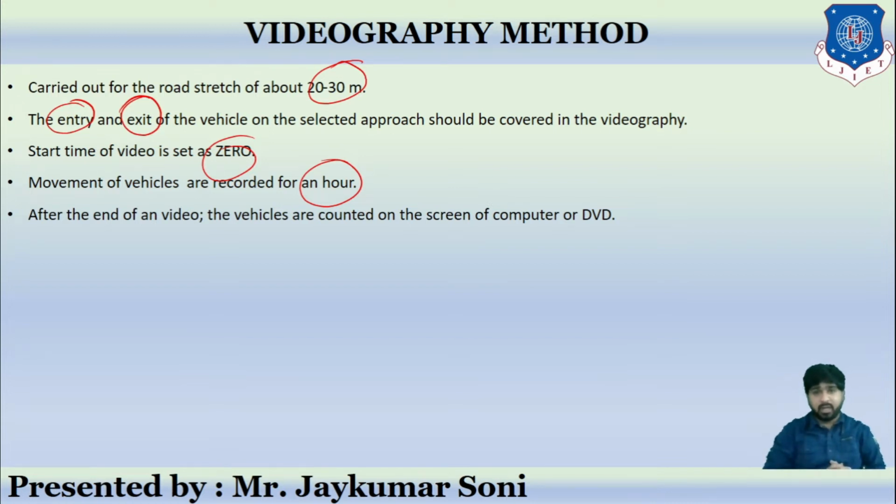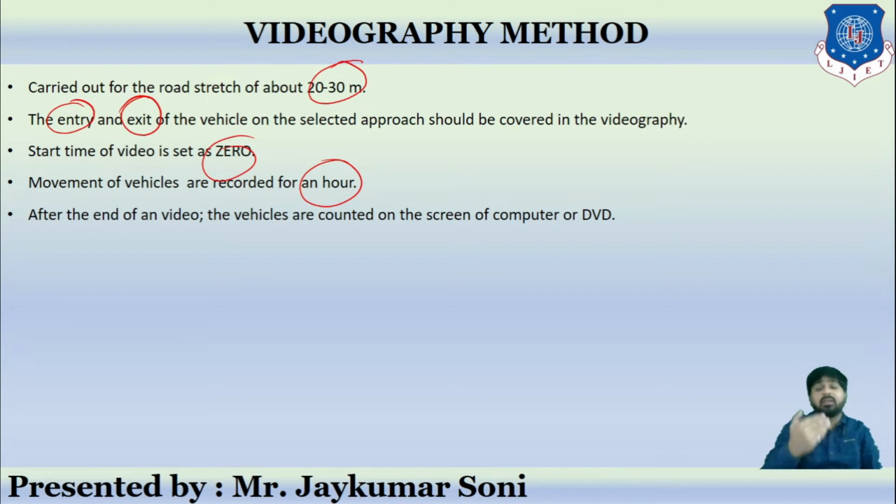That is how it was done in previous times, but nowadays there is no need of DVDs, I guess, because the data can be collected on pen drives or hard disks. Once the video is collected, the people sitting in the office watch the video and note that this number of cars have passed, this number of two-wheelers, this number of cycles, and this number of pedestrians. This is how, after the end of the video, the vehicles are counted on the computer screen.